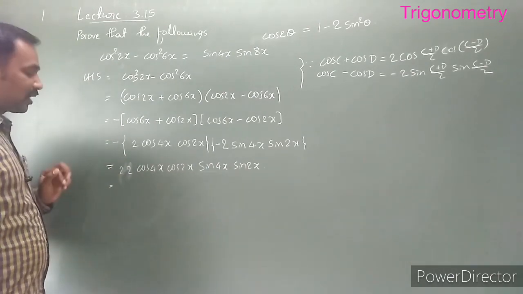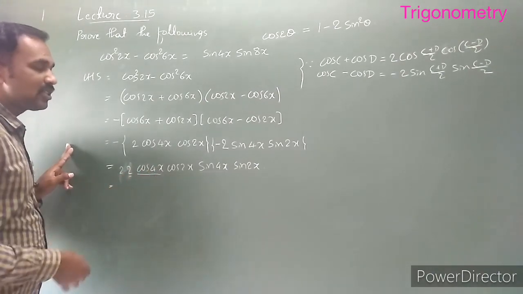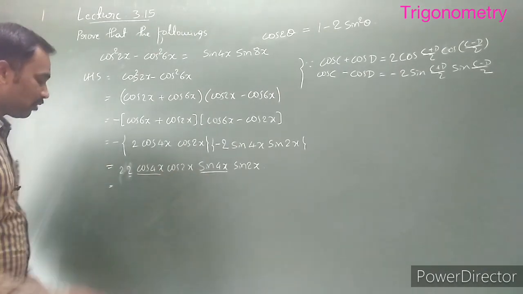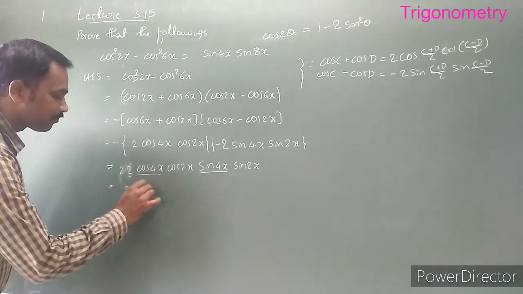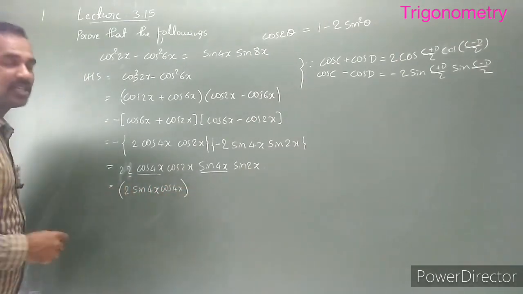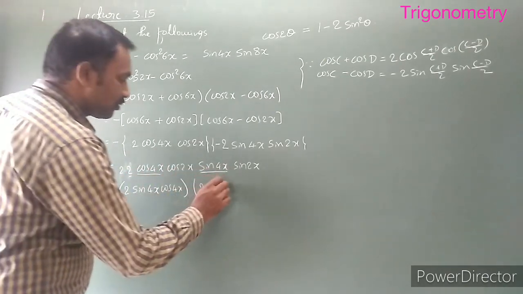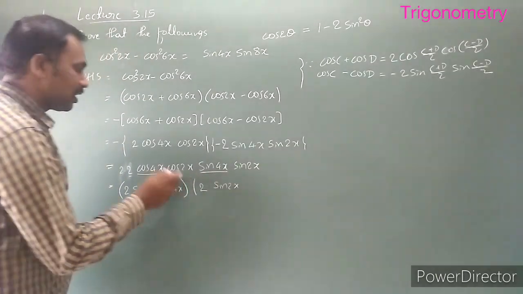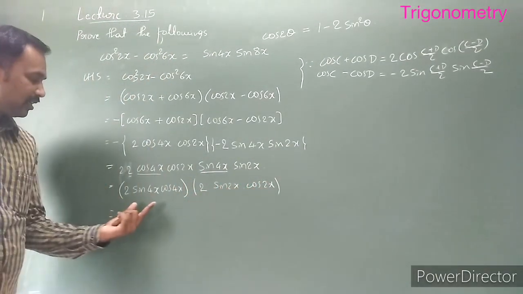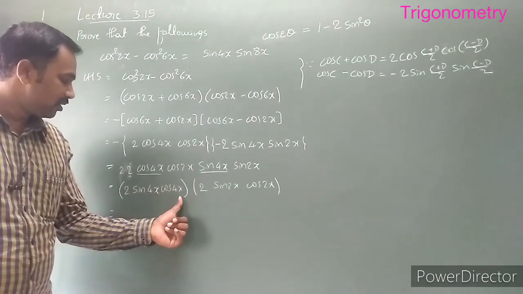Okay. Group the terms. What are the terms we group? 2 cos of 4x and sin of 4x. Write 2 times sin of 4x into cos of 4x. These are one set of terms. And the remaining value 2 is there. And again sin 2x is left, and cos of 2x is left. What we can write is, in the first bracket, 2 times sin 4x into cos of 4x.